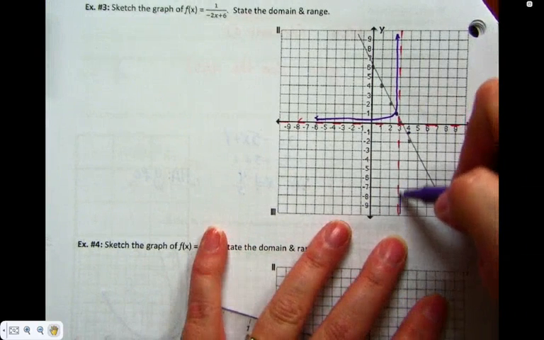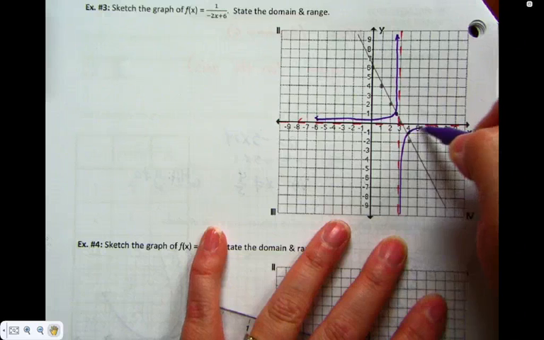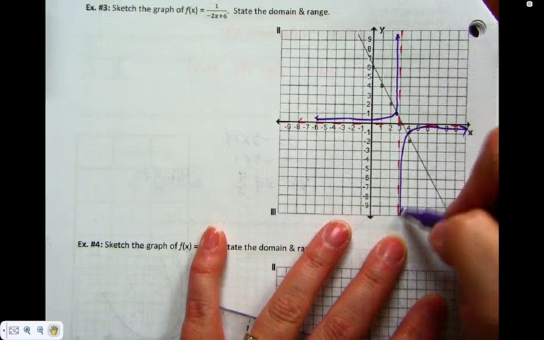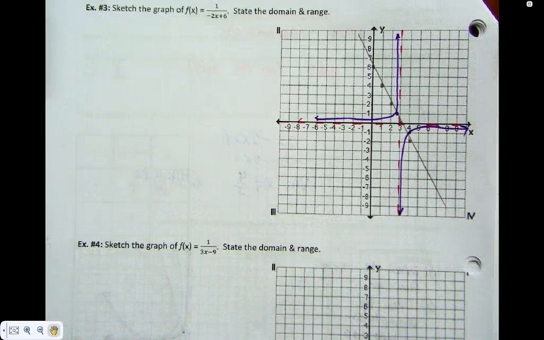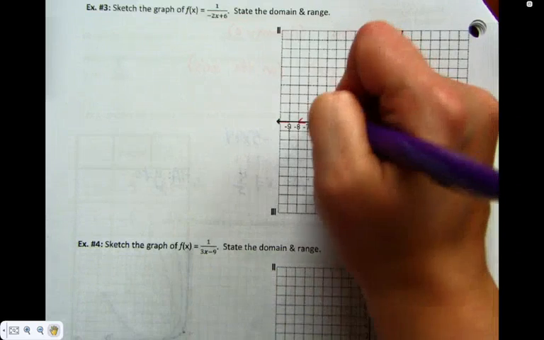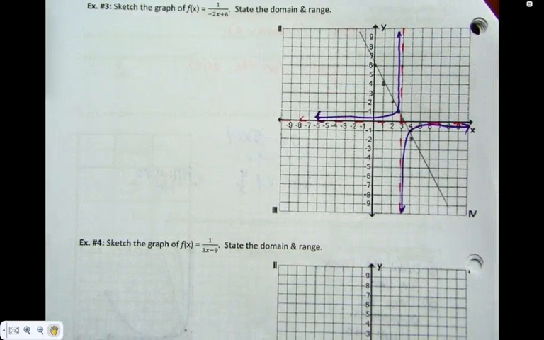On the right, it's going to come from the asymptote, cross through the invariant point, and approach the x-axis. There's your reciprocal graph.